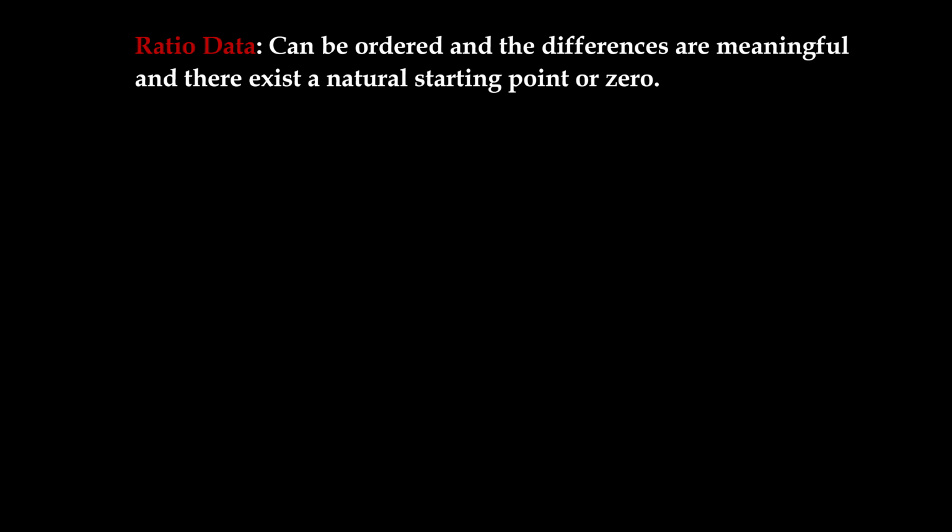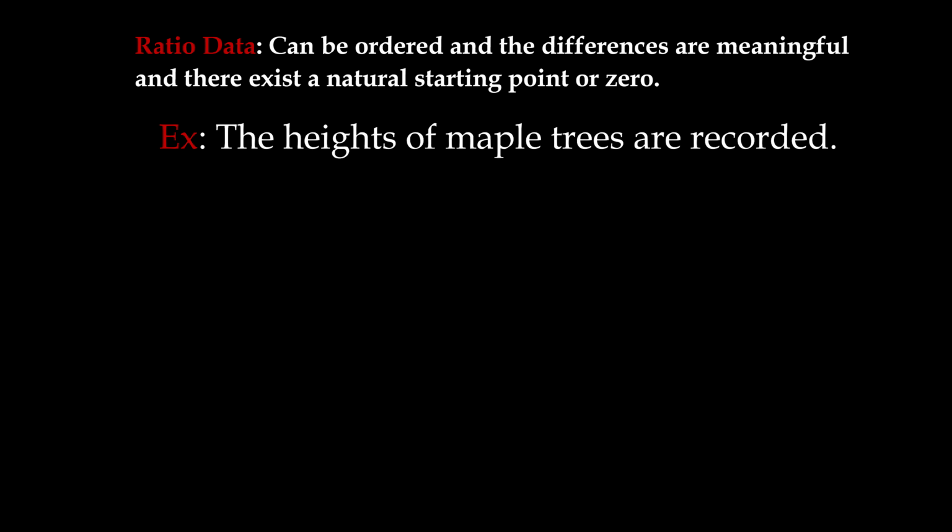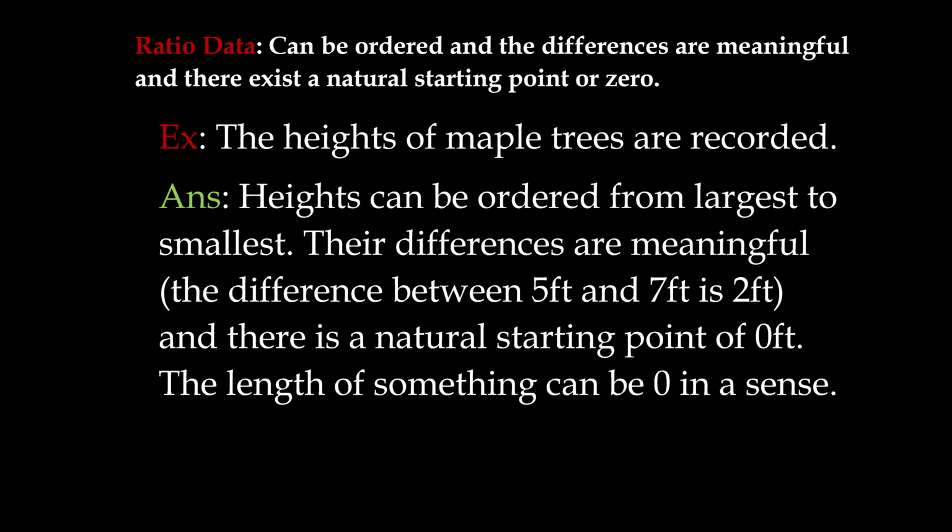Lastly, we have the ratio type. And this is the same thing as interval type, except it has a natural starting point and its 0 is not arbitrary. So for example, if we take the heights of maple trees, then the heights can be ordered from largest to smallest, their differences are meaningful, and there's a natural starting point of 0 feet. The length of something can be 0 in a sense.